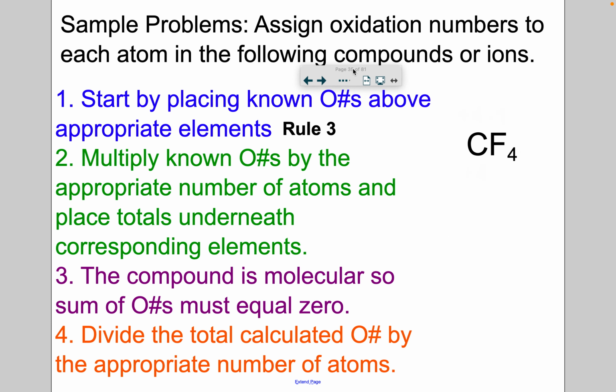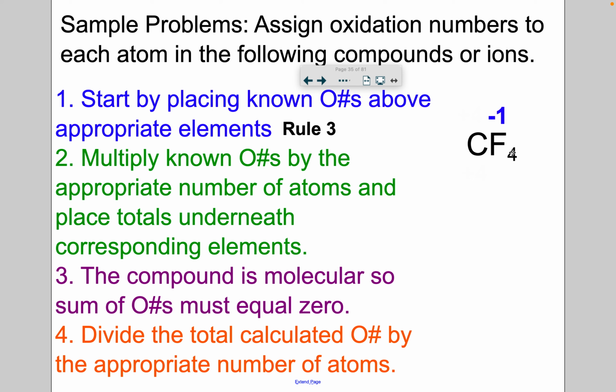So here are some sample problems that you have in your notes, okay? I did my best to color code. This is how I would do this problem. If I have CF4, I start by placing the known oxidation numbers above the appropriate elements. Right away I see fluorine, and fluorine is always -1. Okay? So fluorine is -1.